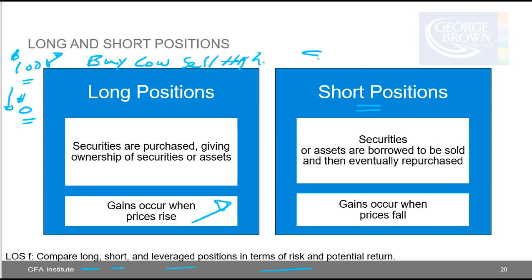So I've mentioned this before. We want to sell high and buy low. Okay, so that's the way to look at a short position. Sell high and buy low. Gains occur when the prices fall.